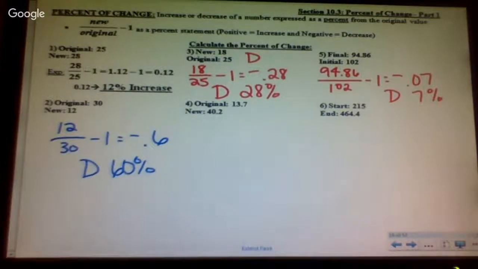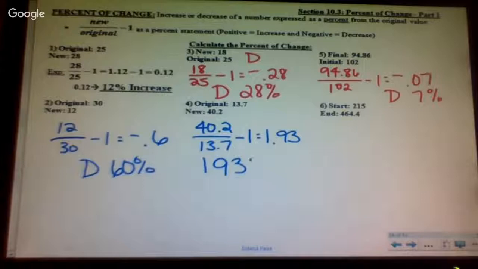Number 4. Am I increasing or decreasing? Increasing. So 40.2 divided by 13.7 minus 1. 1.93. No, 1.93. Holy crap. This is a 193% increase. That's almost double. That's insane. You pay for it plus almost a whole other one.